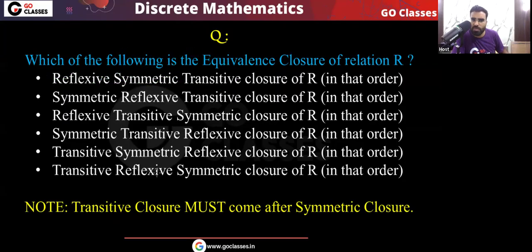they are not commutative. After symmetric, transitive should be there, or I can say transitive closure must come after symmetric closure. So you can see this will work: reflexive, symmetric, transitive, in that order. It will provide you the equivalence closure of relation R. This is also perfectly fine. After symmetric, transitive should be there. Okay, that's it. Very simple, very good.